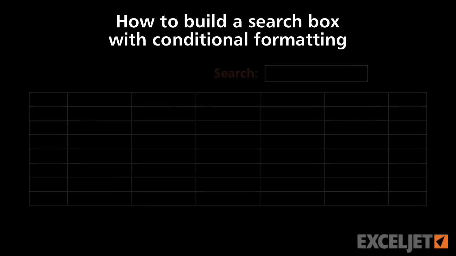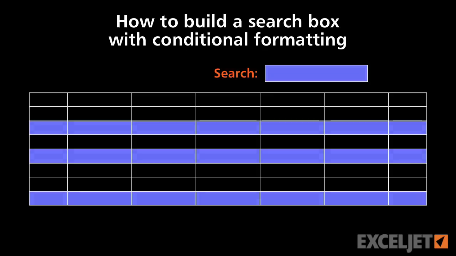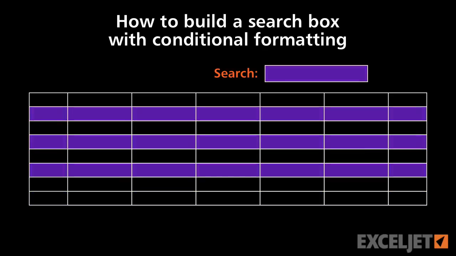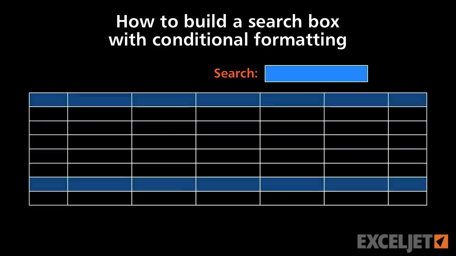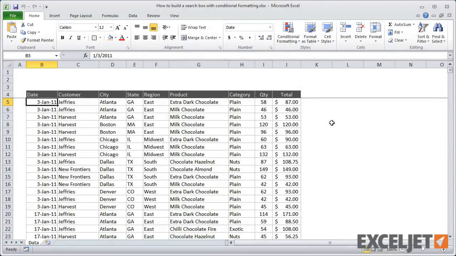In this video, we'll look at a way to create a search box that highlights rows in a table by using conditional formatting and a formula that checks several columns at once. This is a great alternative to filtering because you can see the information you're looking for highlighted in context.